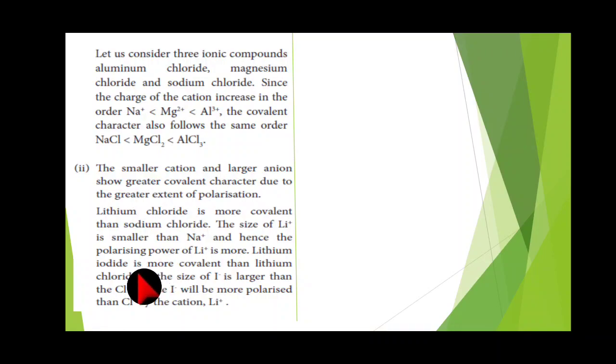Both metal cations are the same, but the negative ions are different. Iodide is compared with chloride. Iodide size is very large. So a smaller cation and larger anion give greater covalent character. So lithium iodide is more covalent than lithium chloride, as the size of iodide is larger than chloride. Hence, iodide will be more polarized than chloride by the cation Li+.